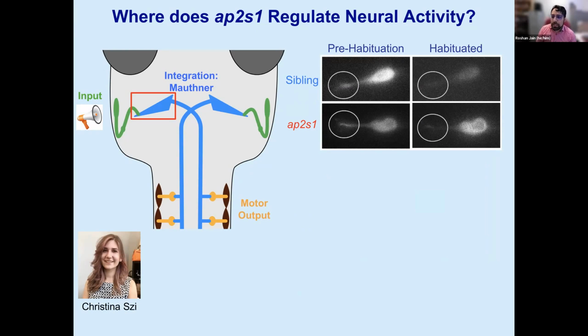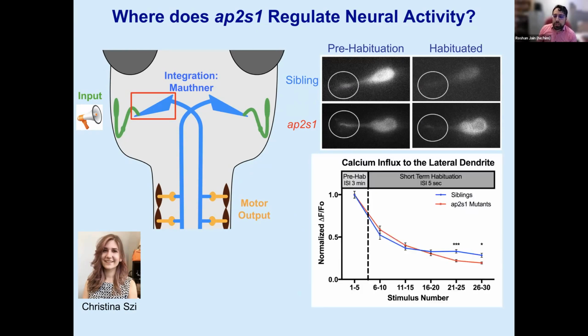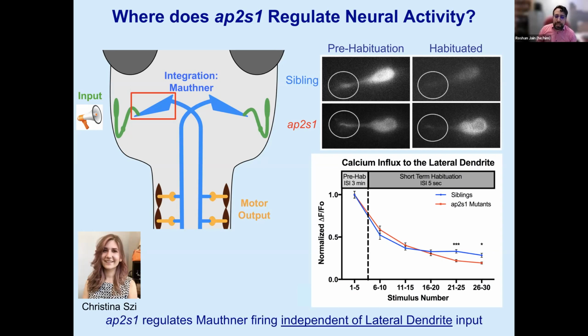But when she looked at the lateral dendrite, what she found is that there's actually not really much of a difference in terms of the auditory influx and excitation there. If anything, it habituates even more. The mutants are habituating even more than the siblings are. So this suggests that AP2S1 is regulating the firing of the Meissner, but it's independent of the lateral dendrite input. So it's likely to be through some other regulatory mechanisms, regulatory populations that are synapsing on the Meissner neuron.